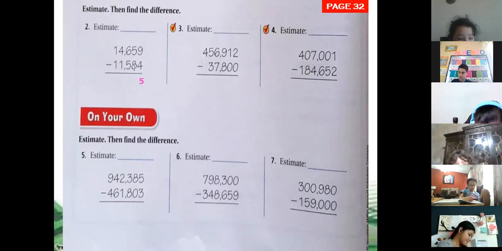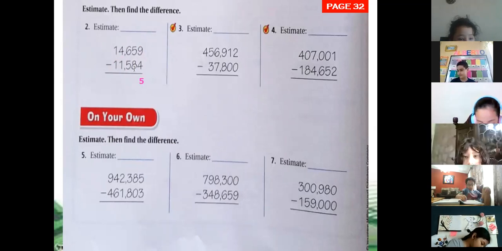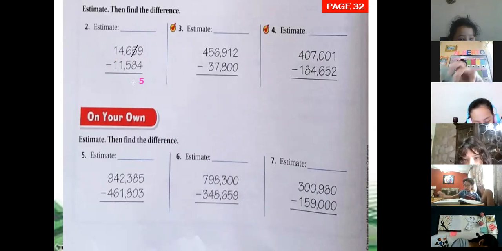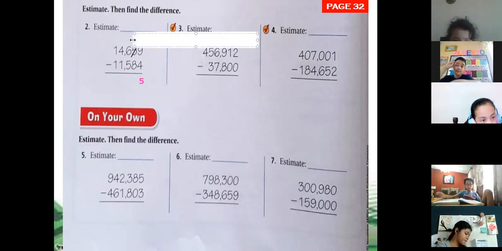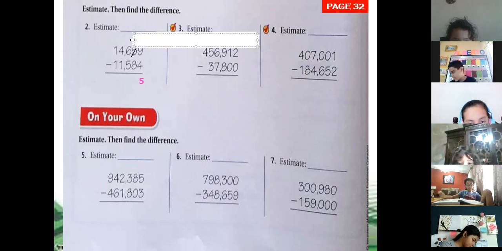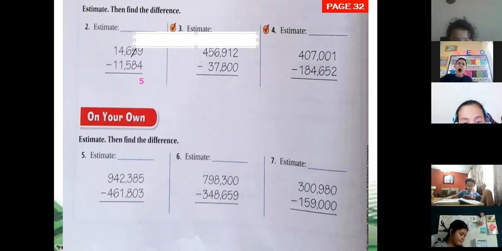Now, 5 minus 8. Can we subtract 5 minus 8? No. So we cross out number 5. And what are we going to do? The 6 is going to give 1 to the 5, and we're going to have 15 and 5. That's right. I need to regroup. Number 5 is going to become 15 tens, and number 6 is going to become 5 hundreds. Excellent, Rebecca. You explained so well.